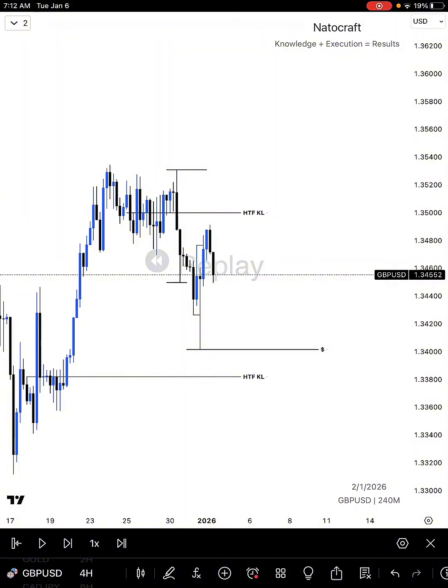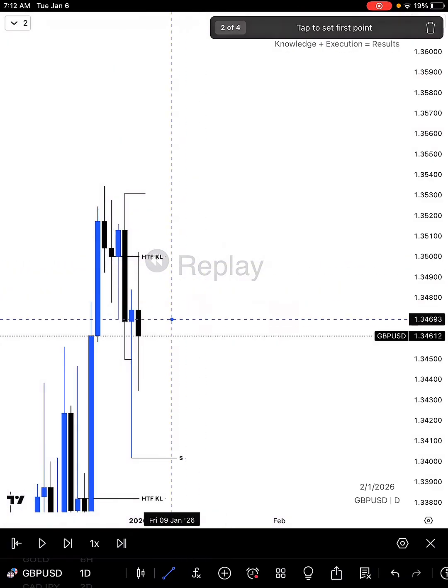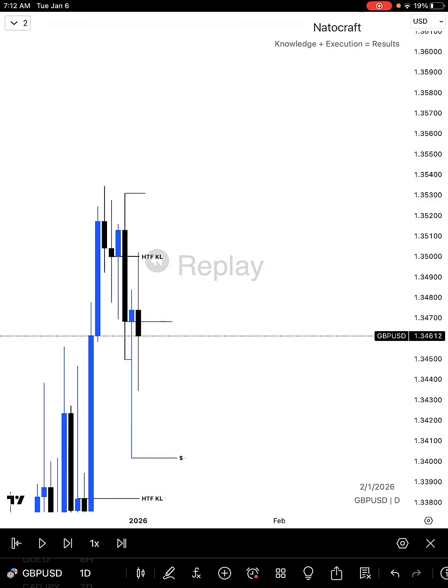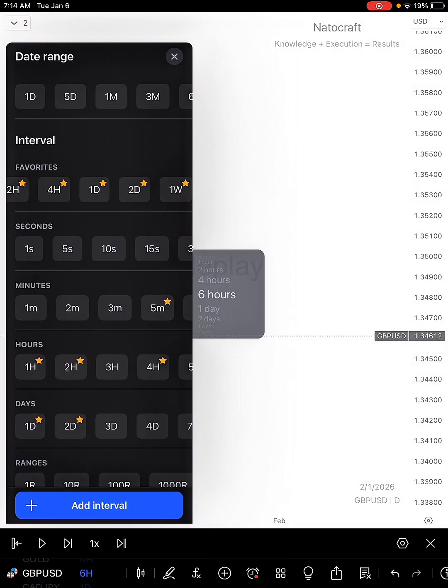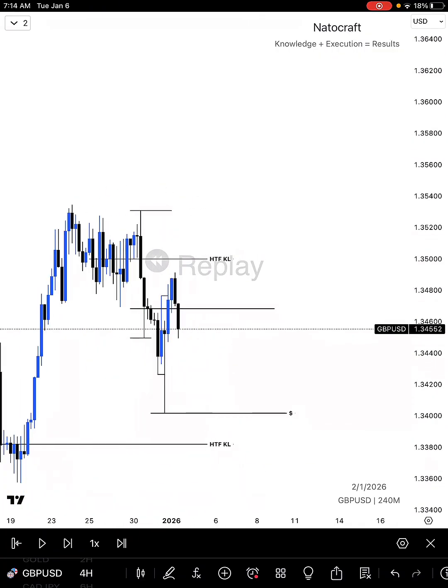As you can see, we marked out a level right here on the higher time frame, which is the V level. We marked out this V level. But as you can see now, the V level is invalid. If we go back down to the 4-hour, as you can see, the V level is invalid. We have our sweep, our break. You understand? The higher time frame V level is invalid, so we don't need that anymore.